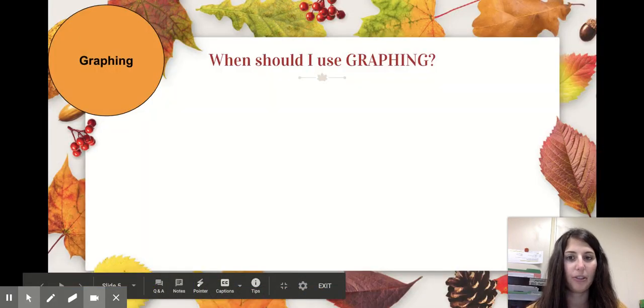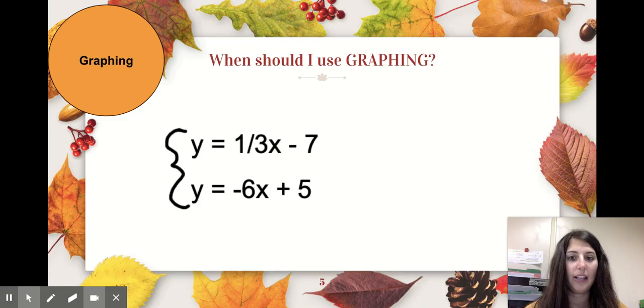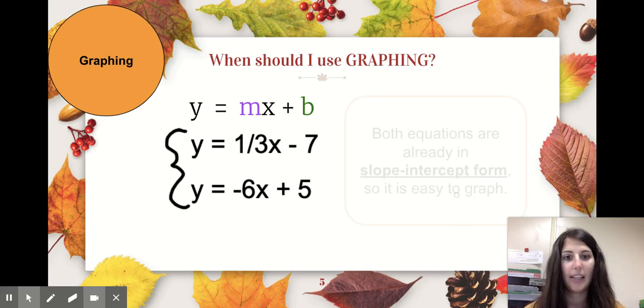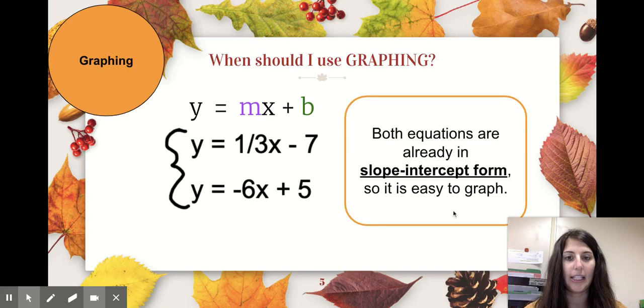So when should we use graphing? Here's an example of a system of equations. y equals 1/3 x minus 7 and y equals negative 6x plus 5. As you can see, both of these are already in y equals mx plus b form. So we can very easily plot b as the y-intercept and do rise over run for the m to get the slope. So both equations are already in slope-intercept form, so it's easy to graph. This would be an example of when you would want to select graphing.